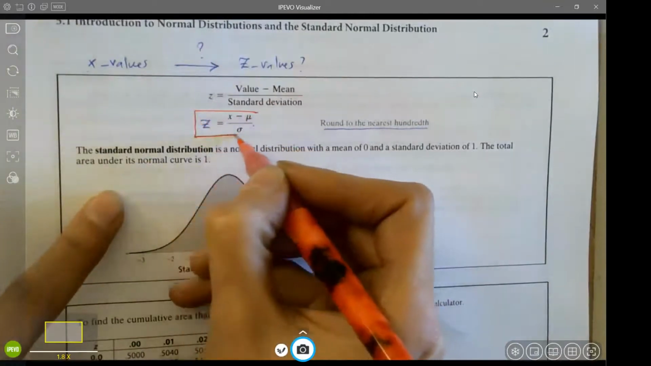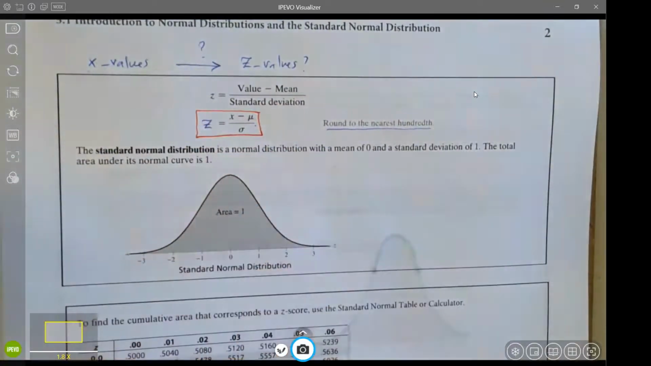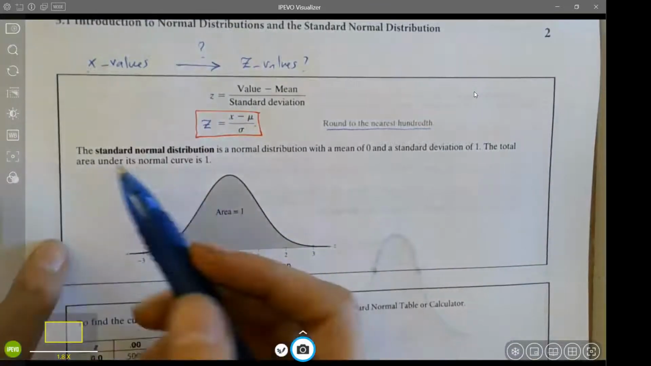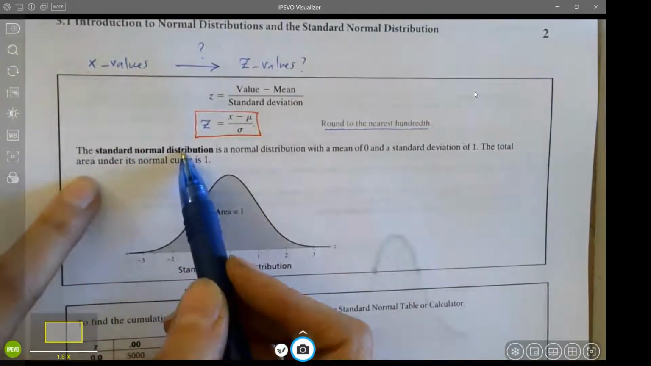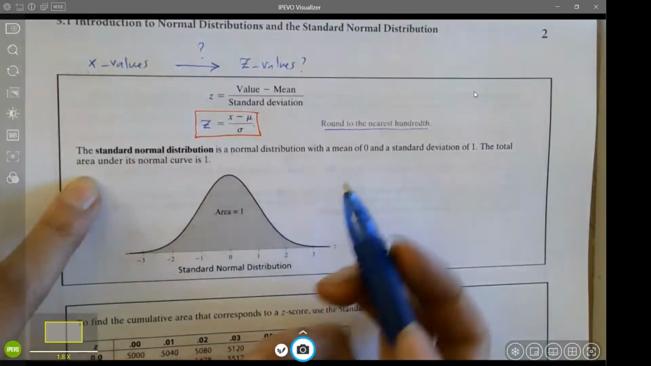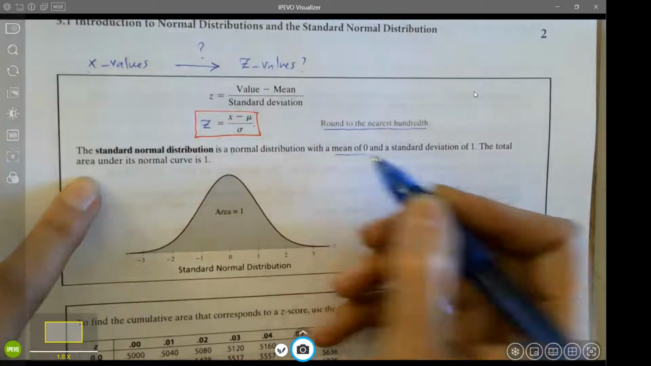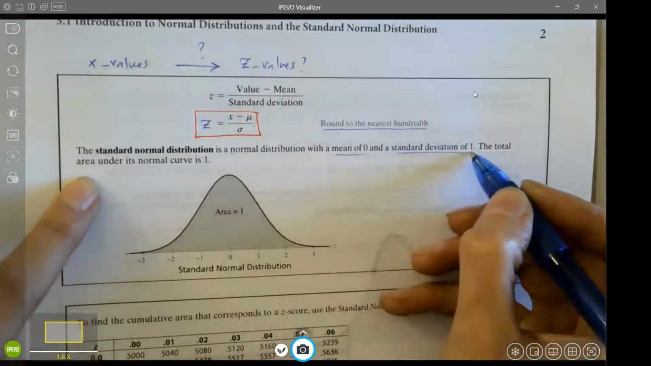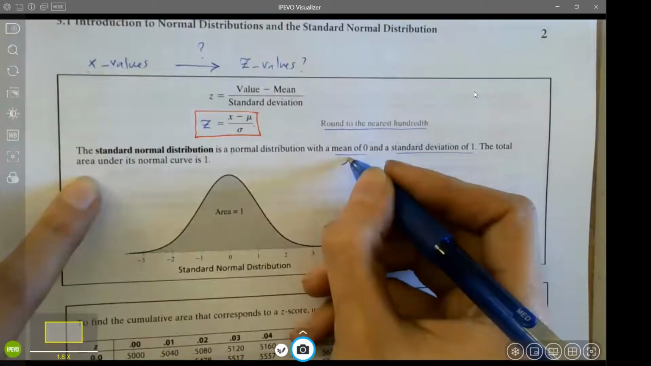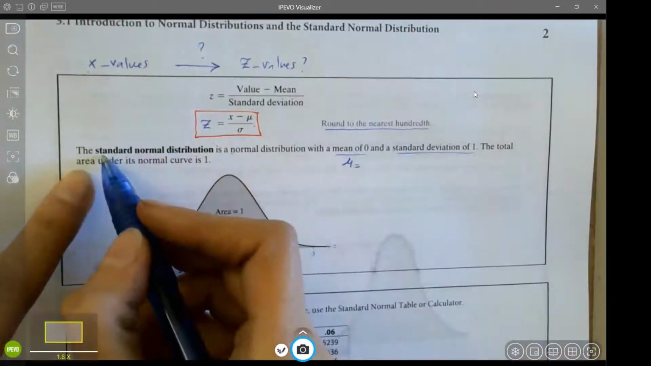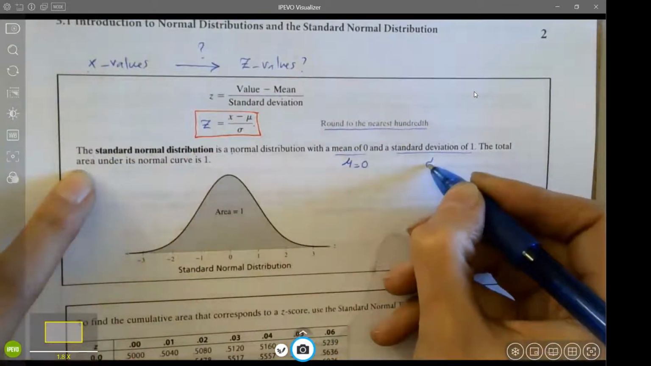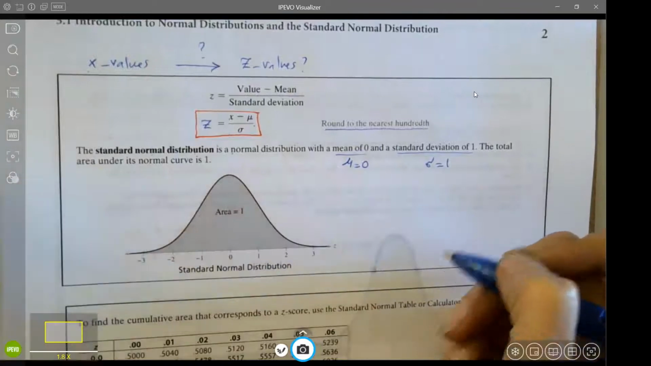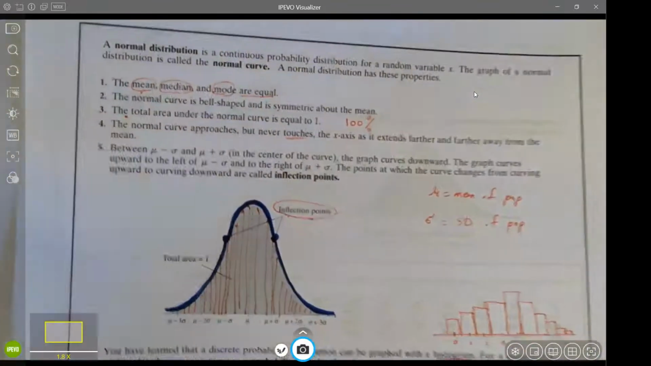When you convert them into Z, you can use the Z table or your calculator to find the area. The standard normal distribution is a normal distribution with mean equal to 0 and standard deviation equal to 1. So the mean of the standard normal distribution is 0 and the standard deviation is equal to 1. Take a look at the previous page.